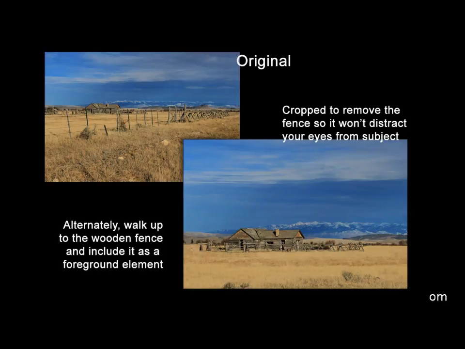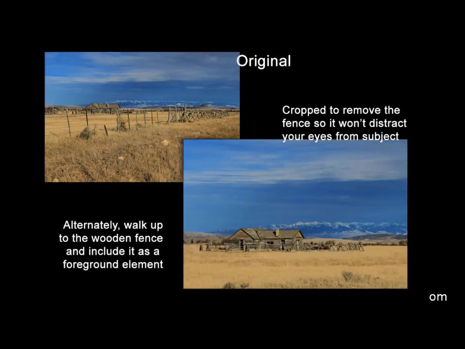Yeah, so if you look back at the original one, your eye is kind of bouncing all over the place. There's just too many things to attract your eye. So by eliminating that fence and cleaning the foreground up so it's not as distracting, you end up with something close to the other photo, which is more simple. It's just the subject of the ranch, and then the mountains in the background as a secondary subject.